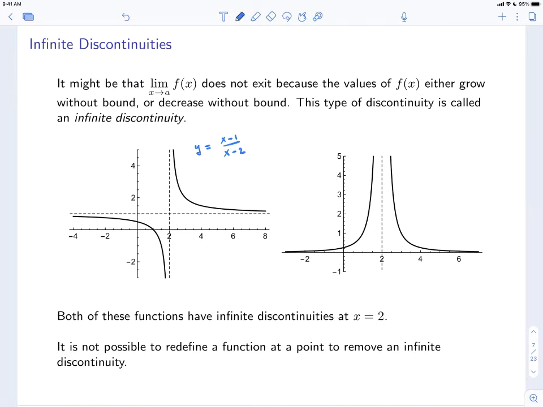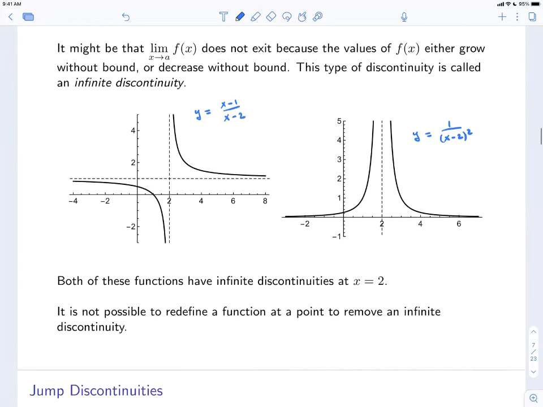This is an example of an infinite discontinuity because the one-sided limits are either infinity or negative infinity. The graph on the right is the graph of y equals 1 over the quantity x minus 2 squared. In this case, the limit as x approaches 2 from the left or the right is infinity. Both of these functions have infinite discontinuities at x equals 2. It is not possible to redefine a function at a point to remove an infinite discontinuity, and so an infinite discontinuity is not removable.